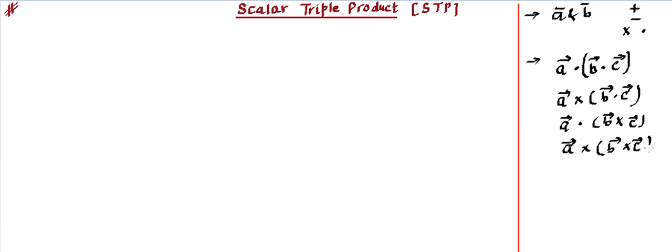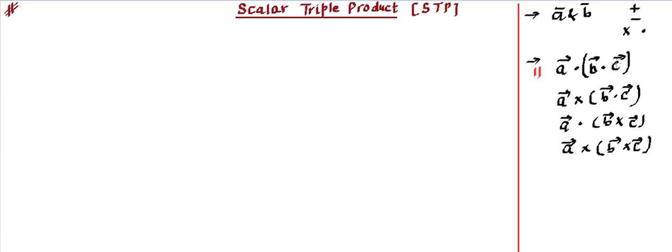Now if you look carefully, let's try to understand: are all these four operations that I have represented here possible? First let's talk about the first one. It is trying to say that first we go for the dot product between B and C. So we will apply the rule of dot product, B C cos theta, where theta is the angle between B and C.